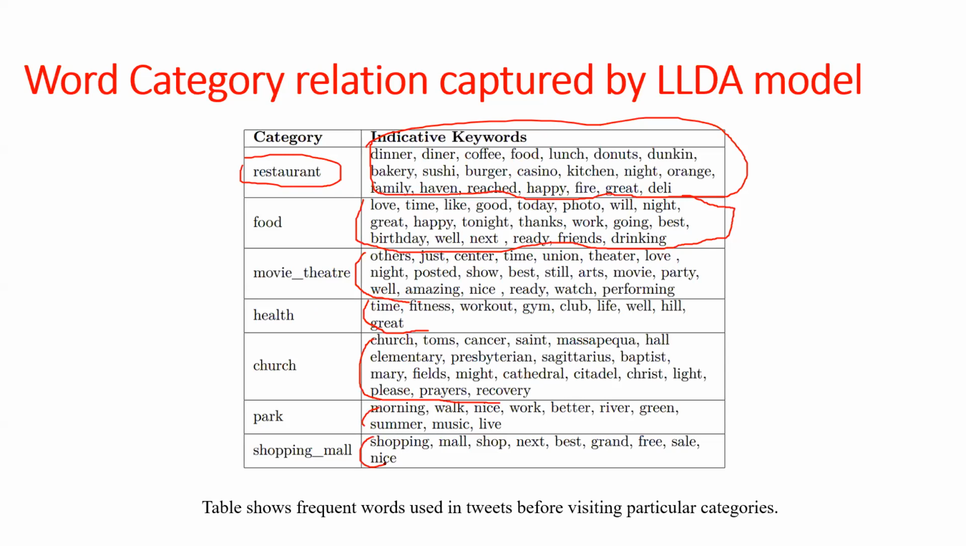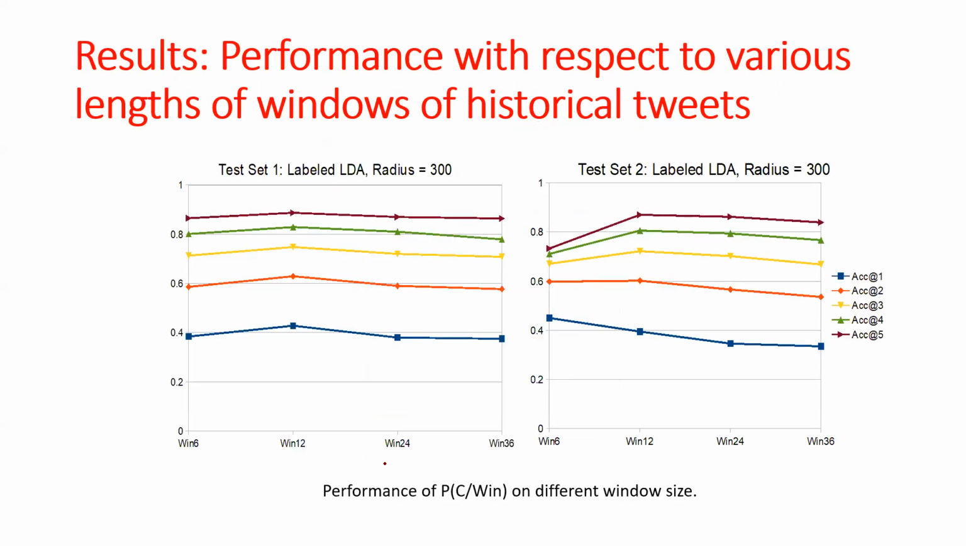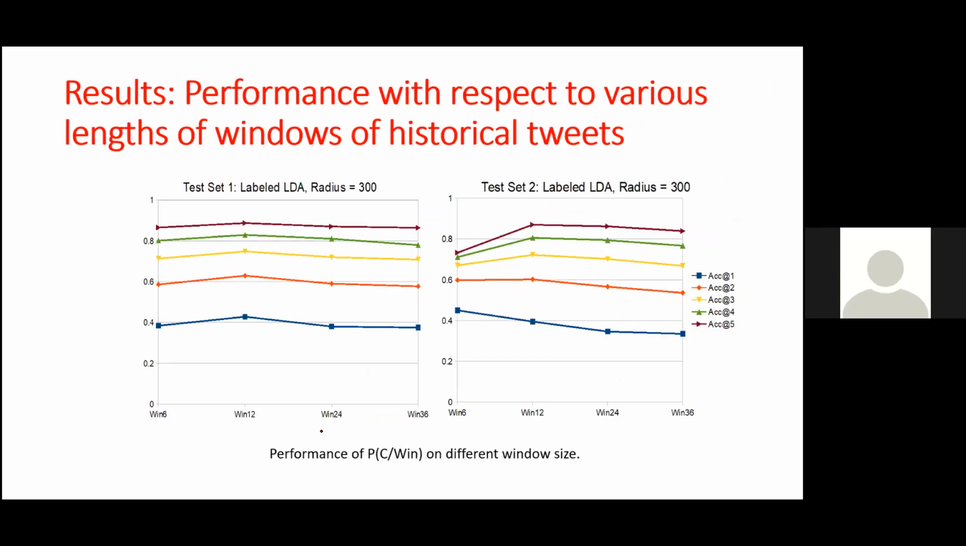Then we asked how many tweets we should consider, right? Some people say you should consider 20 tweets, others say 10 tweets. So we thought, why not consider tweets as per time? We leave the number of tweets and use only those tweets which were tweeted 6 hours before, or 12 hours before, or 24 hours before, and 36 hours before.